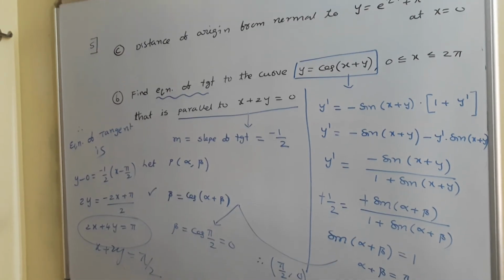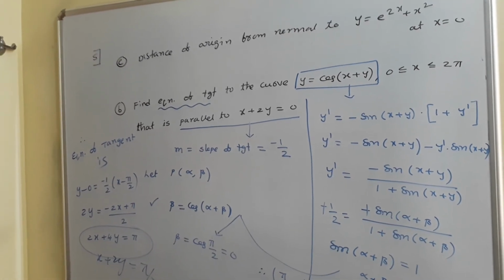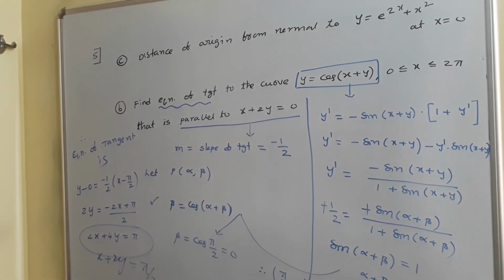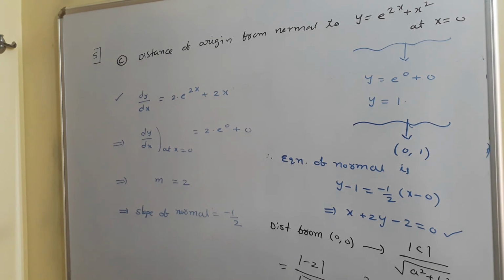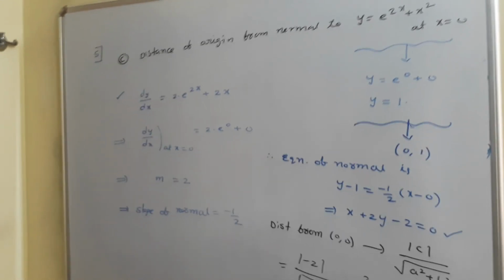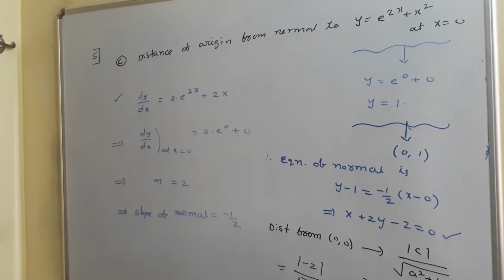And then think about 5c. Distance of the origin from the normal to the curve at x is equal to 0. So just look at problem 5c. We need to find the distance of the origin from the normal to the curve at x is equal to 0. And I have the solution also on the board.